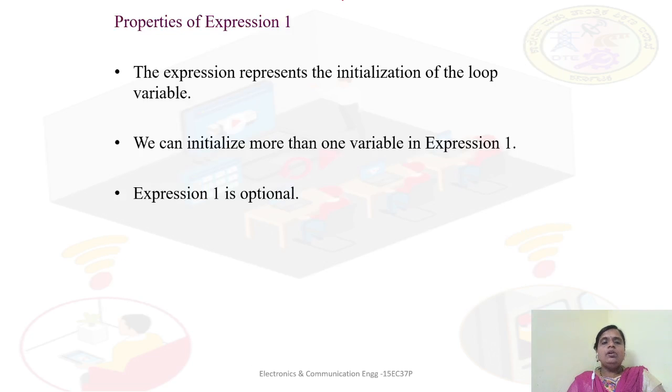Now, what are the properties of these three expressions we use under the for statement? The first expression represents the initialization of the loop variable, and we can initialize more than one variable in the expression. Expression one is optional. It is not only one value; more than one variable can be initialized in expression 1.